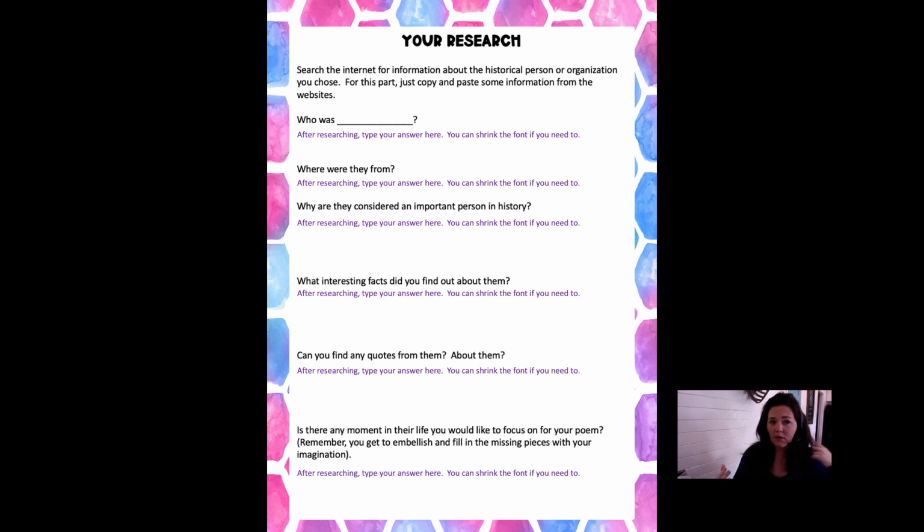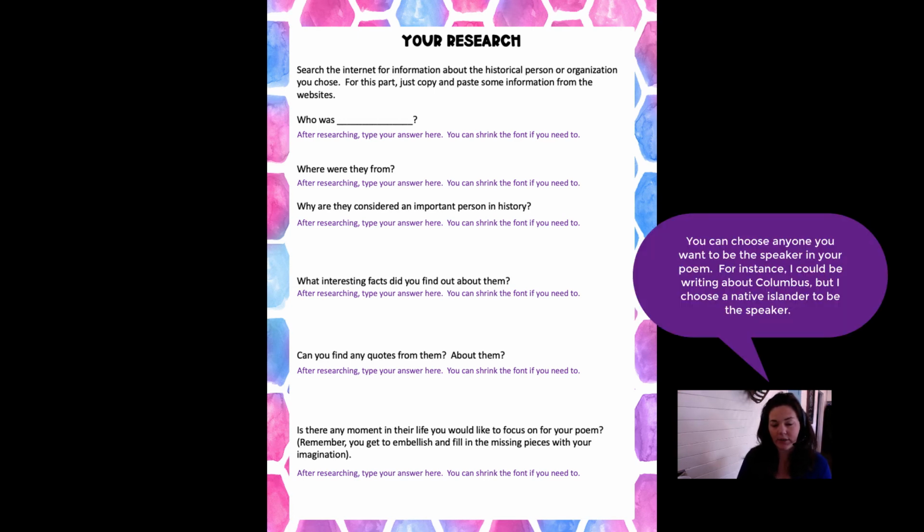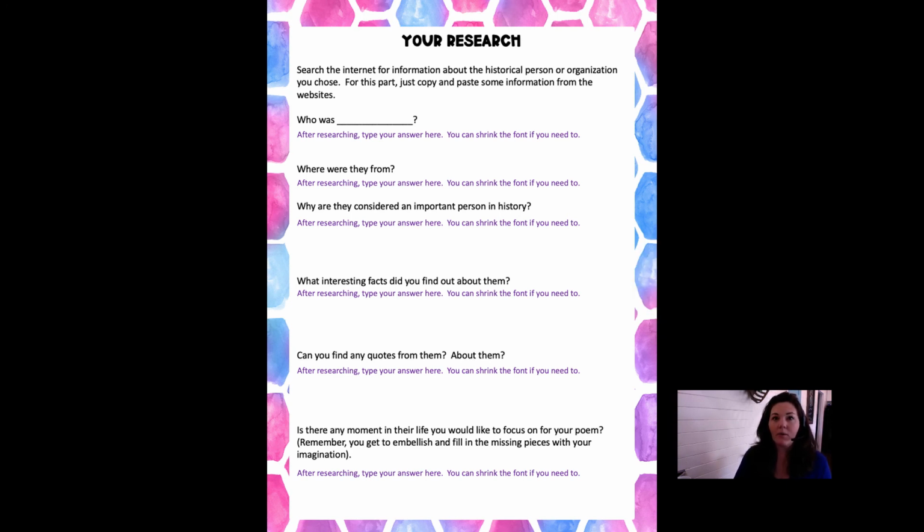Because your poem doesn't have to cover their entire life. It can cover just a small component of their life. Remember that you get to embellish and fill in the missing pieces. So maybe you guys know about Christopher Columbus, and I'm talking about his voyage on the Nina, the Pinta, and the Santa Maria. And I don't want to talk about the whole voyage. I want to talk about that moment that he arrived on shore. And so my poem's only going to be about that moment.